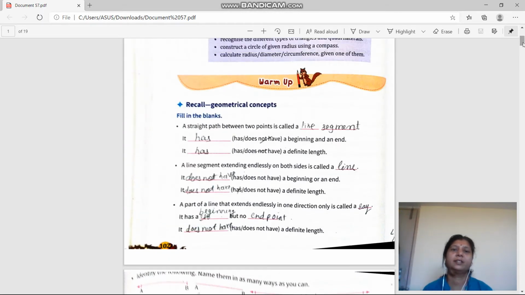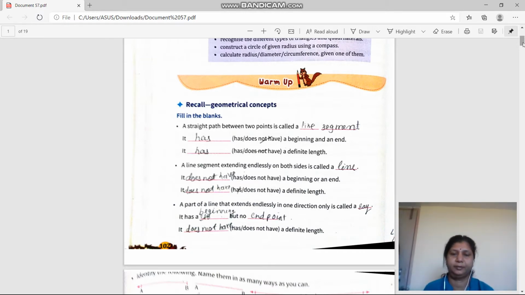A straight path between two points is called a line segment. That means a line segment has two end points. A ray has one end point and extends endlessly on the other side, and a line extends on both sides endlessly, right? So a line segment has a beginning and end point, a ray has only a beginning point, and a line has no beginning and no end point.